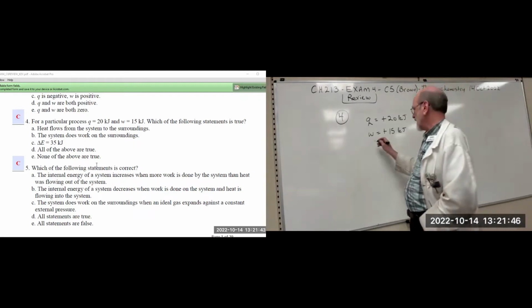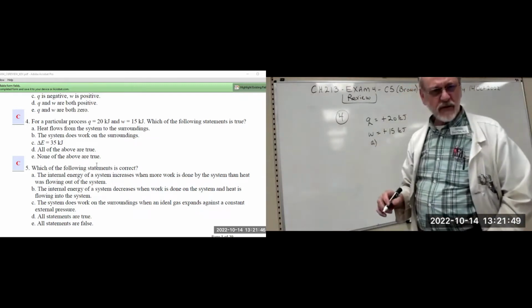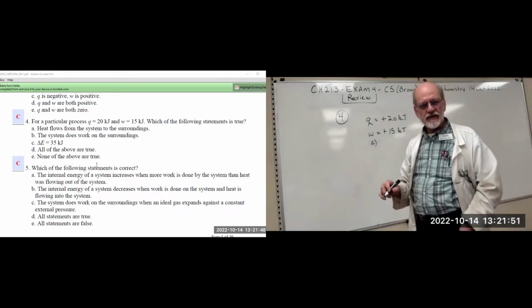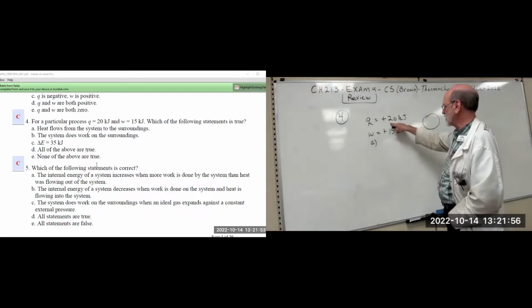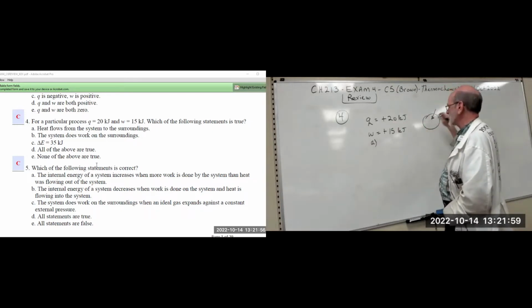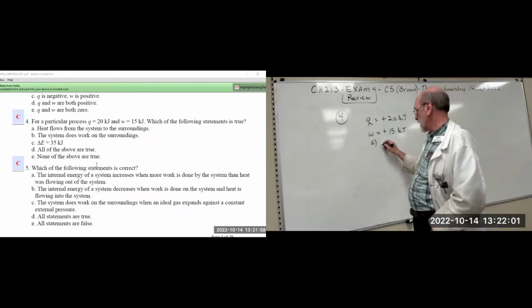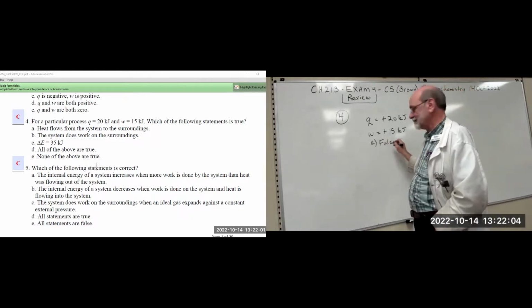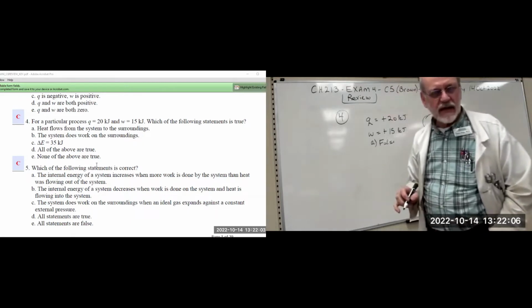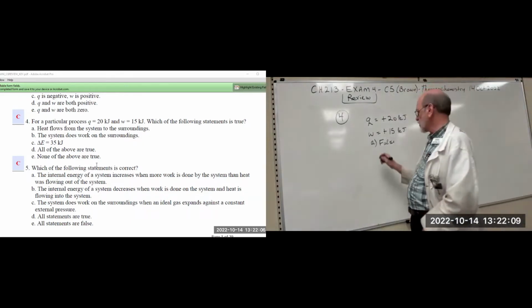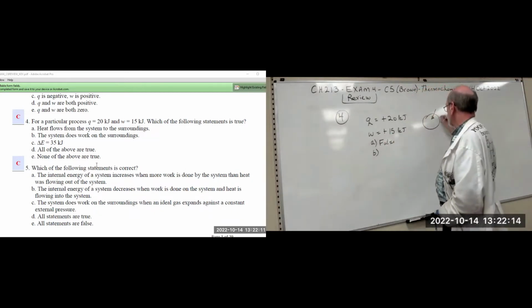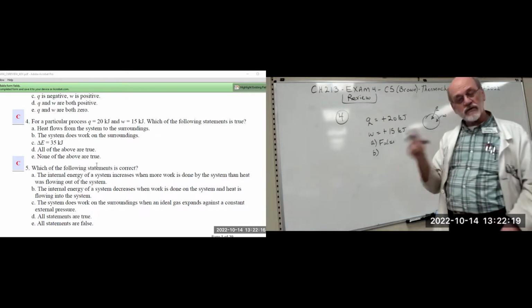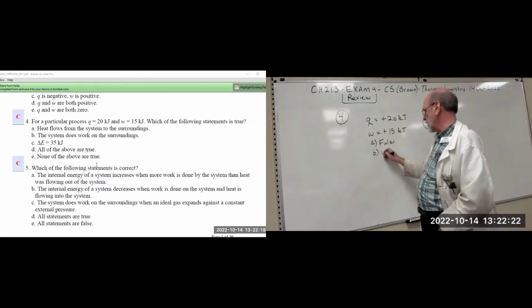All right, so how about A? Is A true? Heat flows from the system to the surroundings. If it's positive, heat flows from the surroundings to the system, right? So that's false. Can't be. B, the system does work on the surroundings. If work is positive, then the surroundings are doing work on the system. So that one's false.